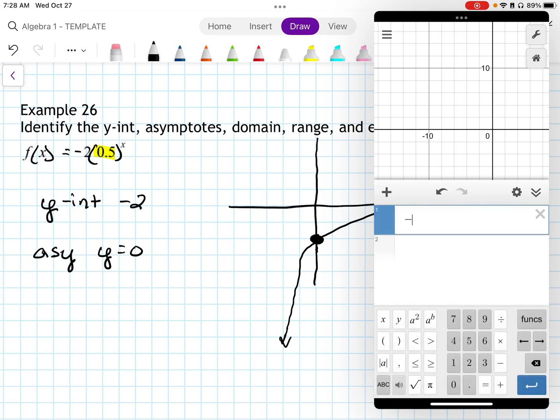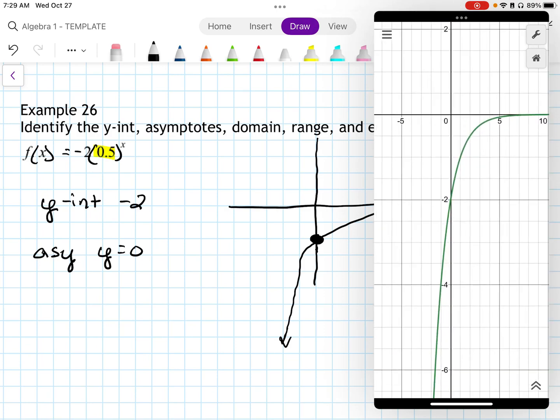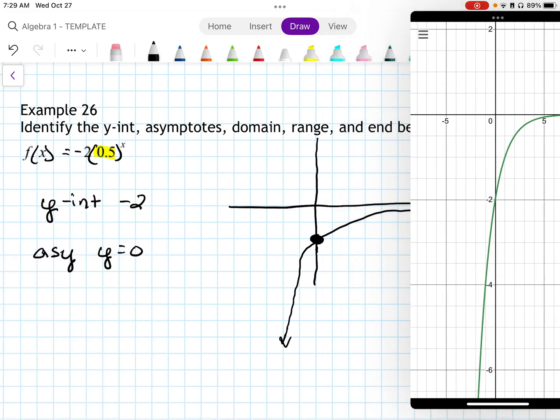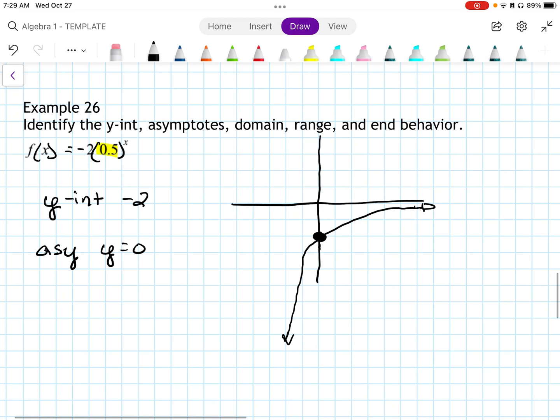So we'll have negative 2 times 0.5 to the x, and yeah, there we are. That looks pretty similar. I know my graph isn't beautiful, but that's okay. Domain. My domain is going to be all reals.